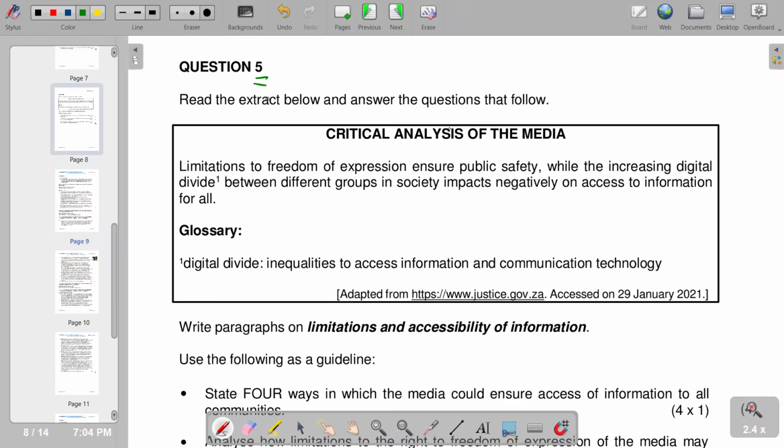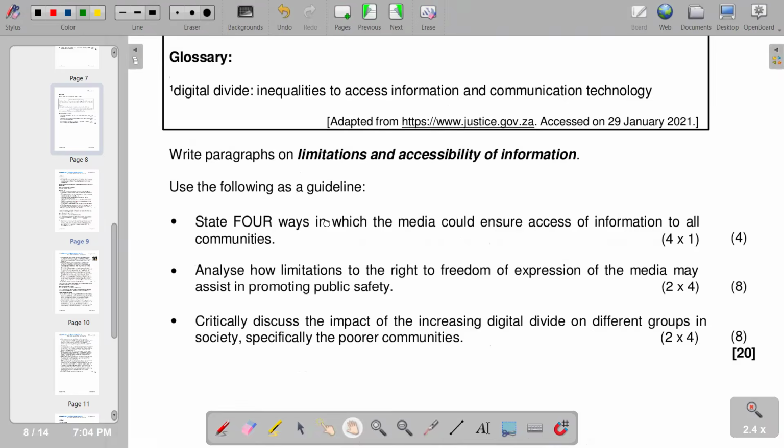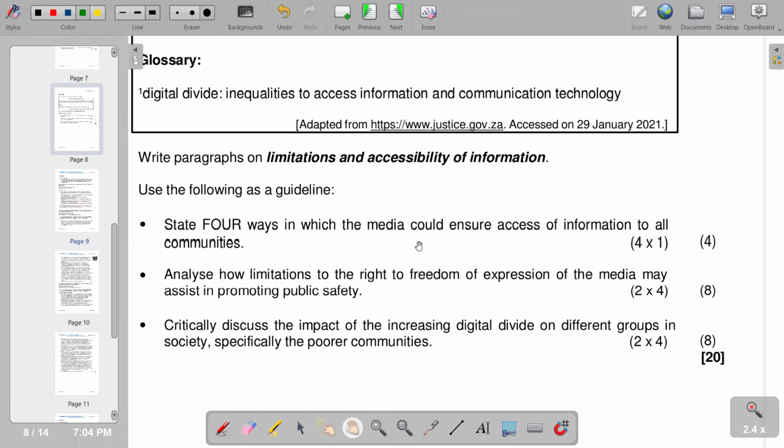Question 5 reads: read the extract below and answer the questions that follow. So you're given an extract of critical analysis of the media. You need to go through the extract that you're given. Then beneath that, it reads write paragraphs on limitations and accessibility of information. Use the following as a guideline. So in terms of the first point, it reads state 4 ways in which the media could ensure access of information to all communities with formats. Then analyze how limitations to the right to freedom of expression of the media may assist in promoting public safety, with 8 marks. And then critically discuss the impact of the increasing digital divide on different groups in society, specifically the poorer communities, with 8 marks.